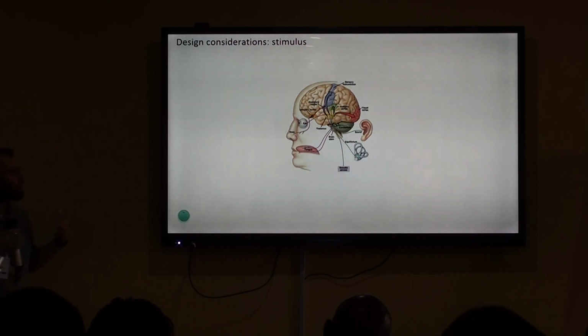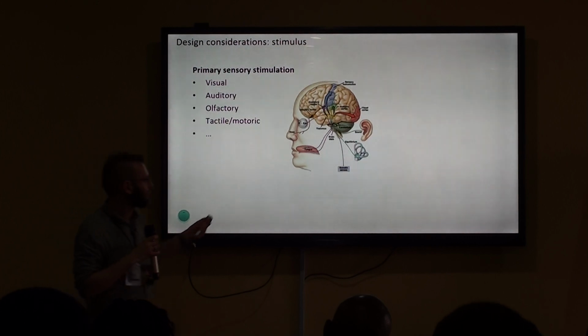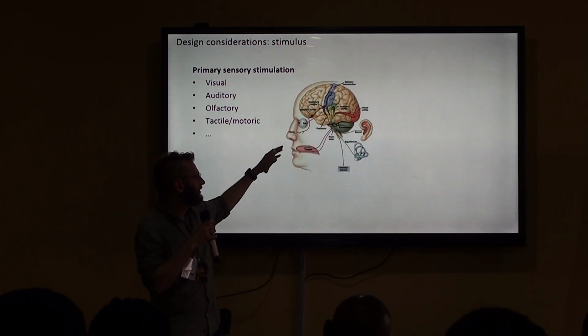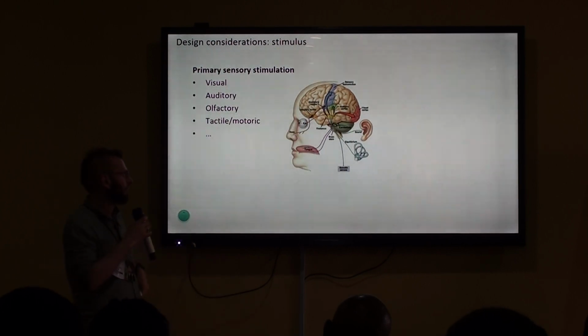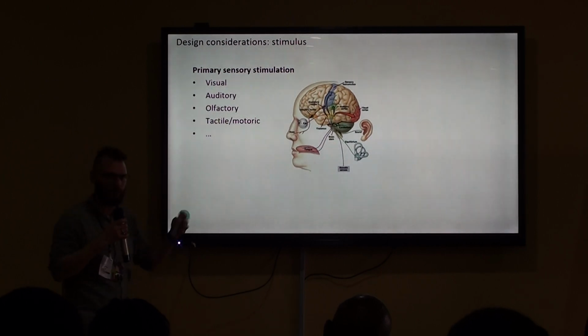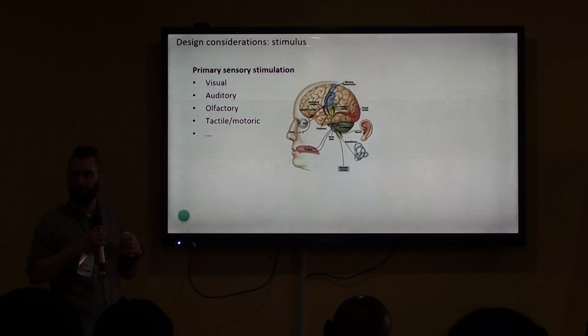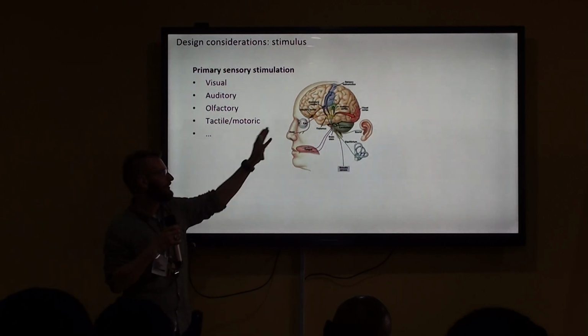Design considerations also: how do we want to stimulate our participants? Basically what this figure shows is a lot of the primary senses and how they all project into the brainstem, the thalamus, and then up to the respective associated cortical areas. So they follow the same logic, and we could do basically any kind of stimulation you could think of. It could be visual, some sound we play, smell, tactile, or motoric movements, any kind that would engage this ascending system.